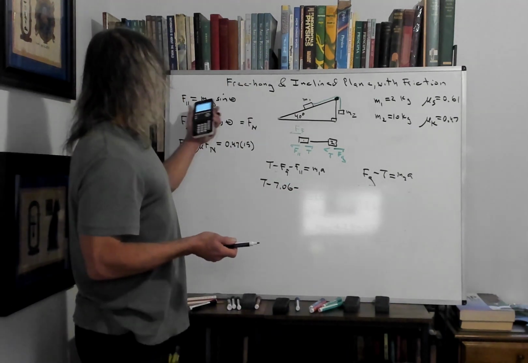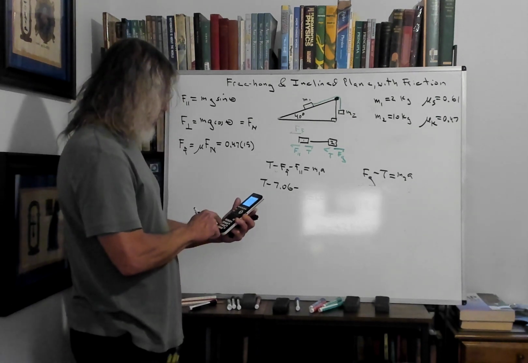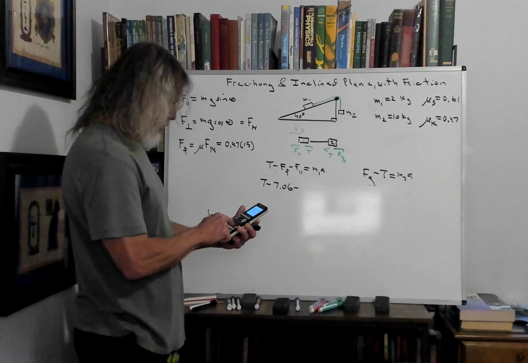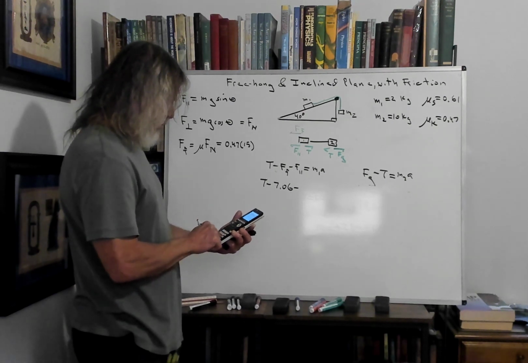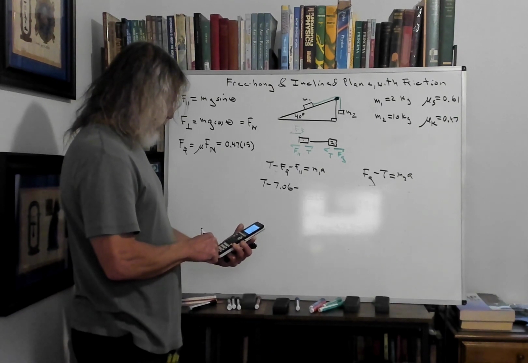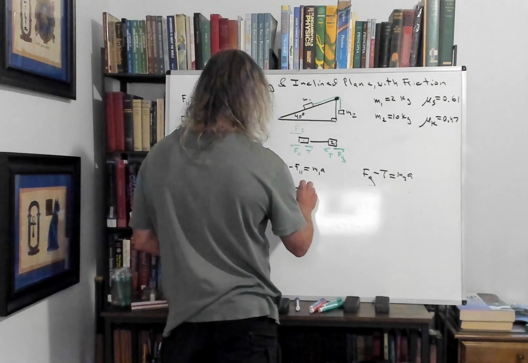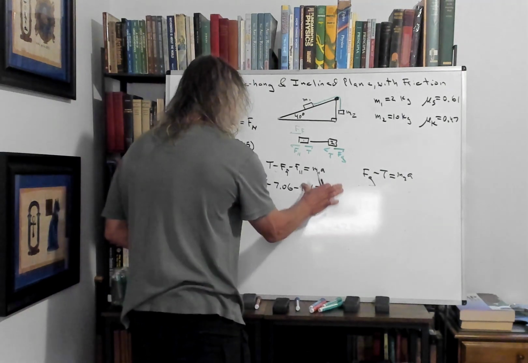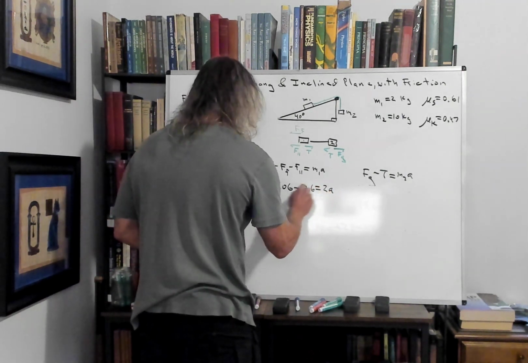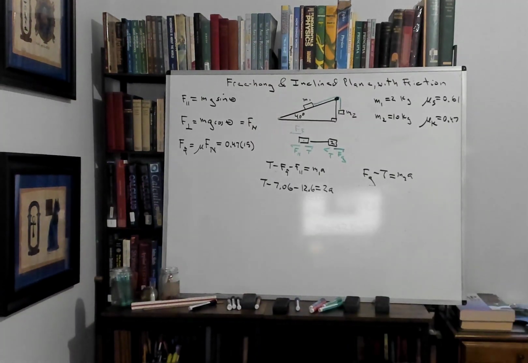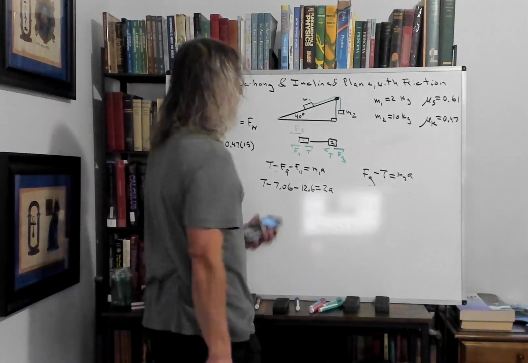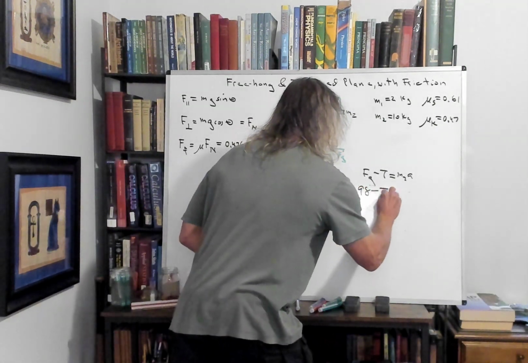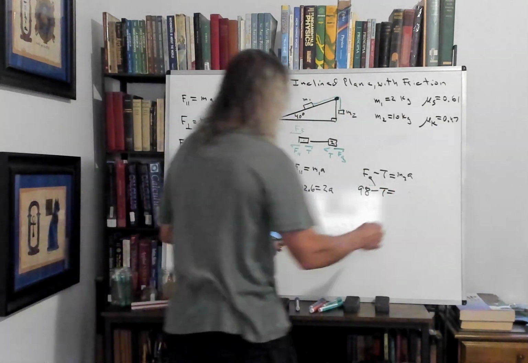In the parallel, the weight becomes a factor of sine 40. So 2 times 9.8 sine 40 is 12.6. And then 2a. The timer's going off. Let me go turn that off. 1 second. Okay. Then over here, the weight, 10 times 9.8, 98. And then 10a.